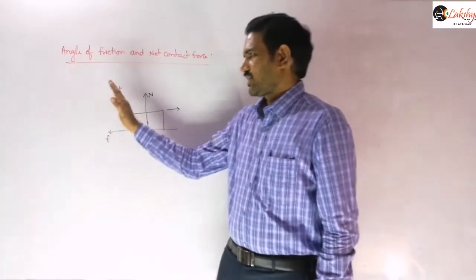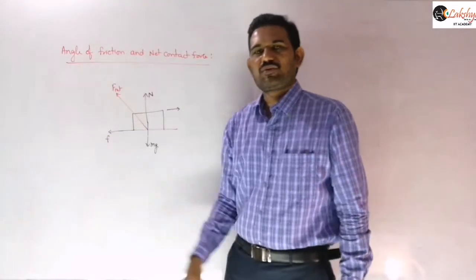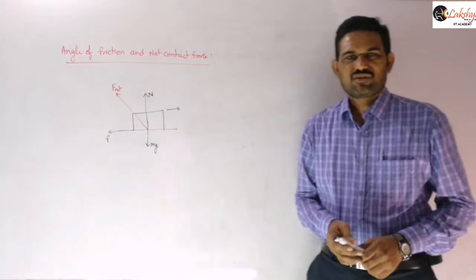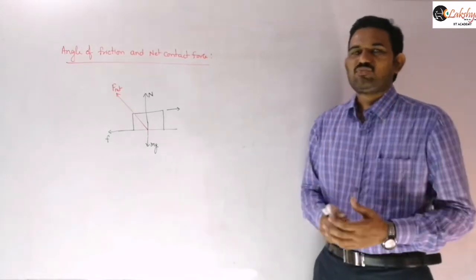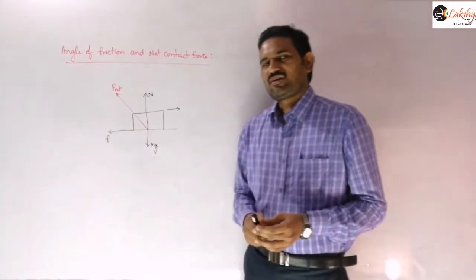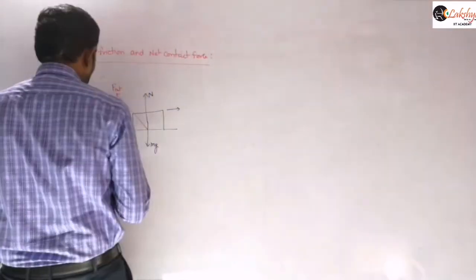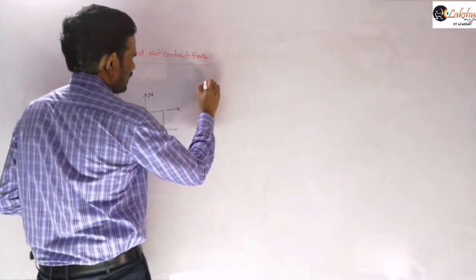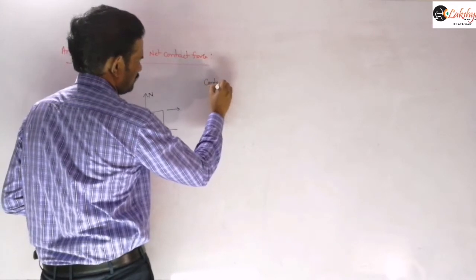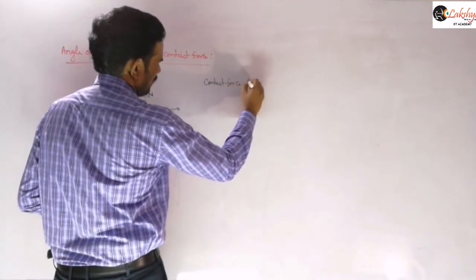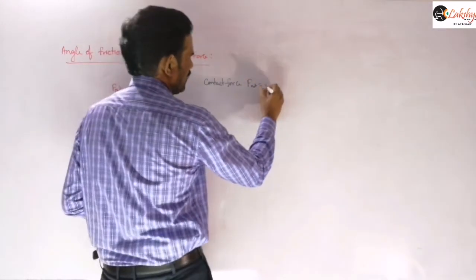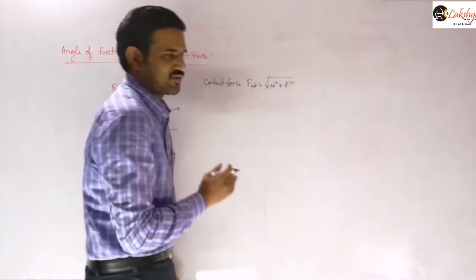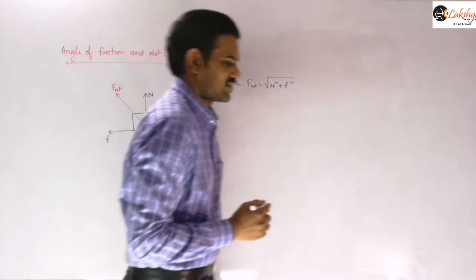So this is the contact force, and this is one component and this is the other component of that force. Those two are the rectangular components of that force. Now, when the body is ready to move, that is, when the frictional force is limiting friction, the contact force we can write as F net is equal to under root of N square plus F square, because those two are the two components of this contact force.